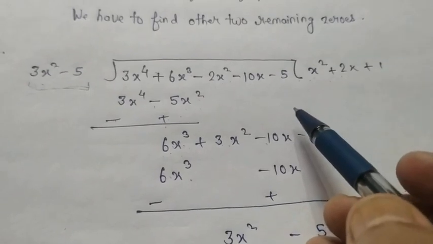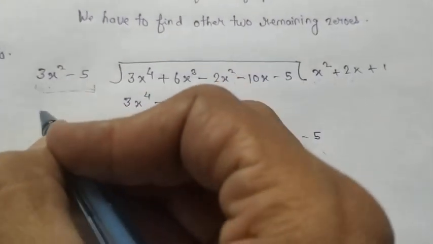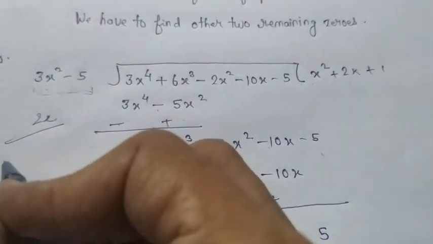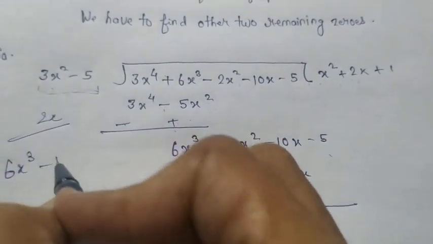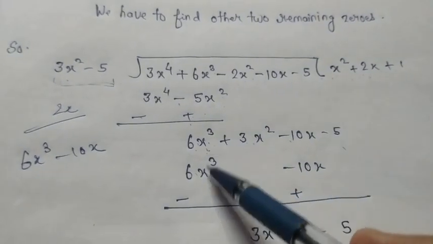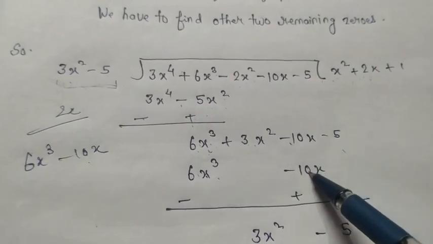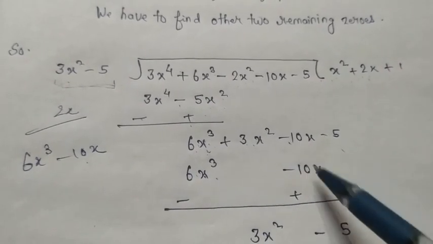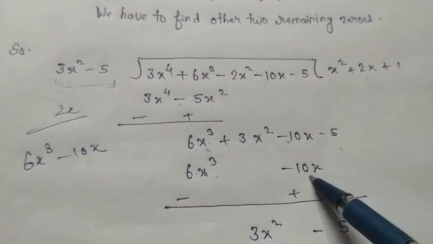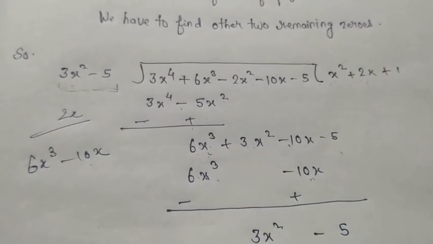So what I have done now, see, suppose I am multiplying this by 2x, it will come 6x cube and minus 10x. So 6x cube I have written below this, and minus 10x I have written below minus 10x, because both are the like terms, so that's why I have written on the same column. And there was no x square term, so I have not written anything.